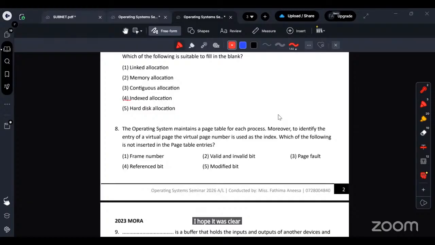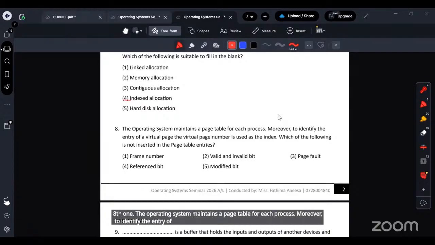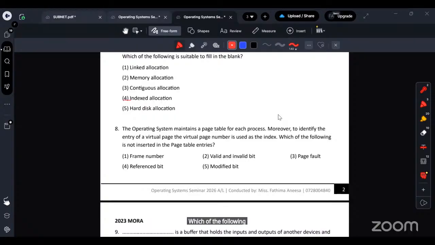Eighth one. The operating system maintains a page table for each process. Moreover, to identify the entry of a virtual page, the virtual page number is used as the index. Which of the following is not inserted in the page table entries? What is not inserted?